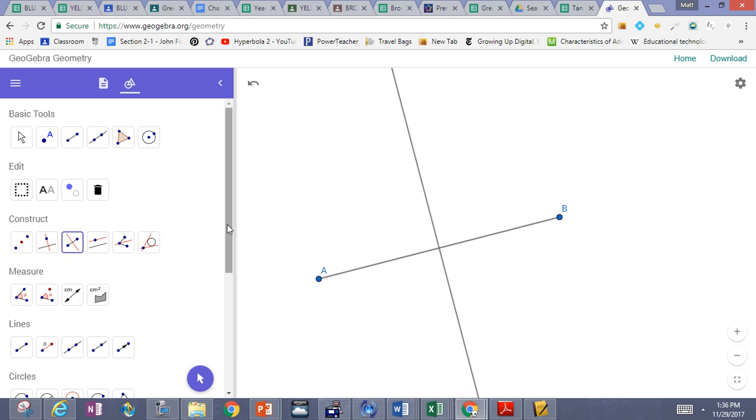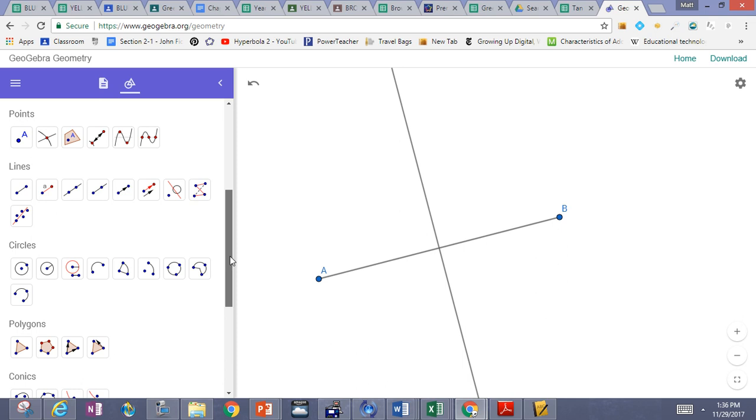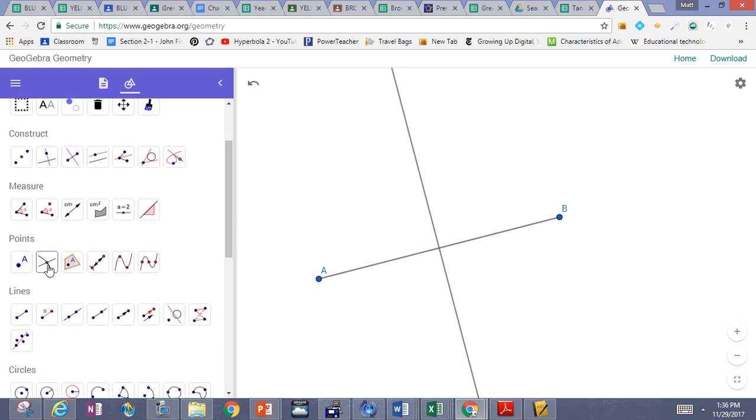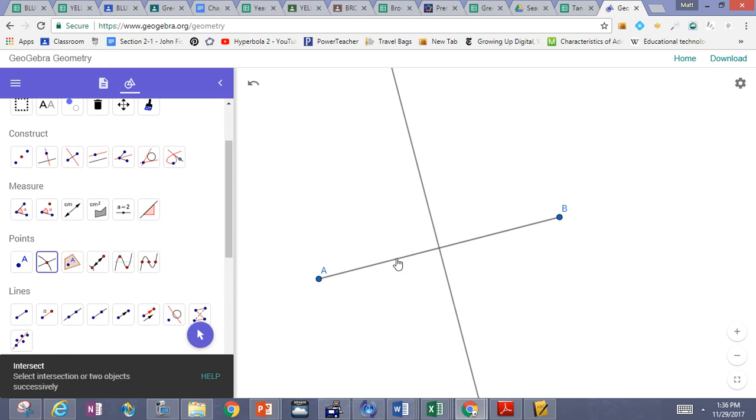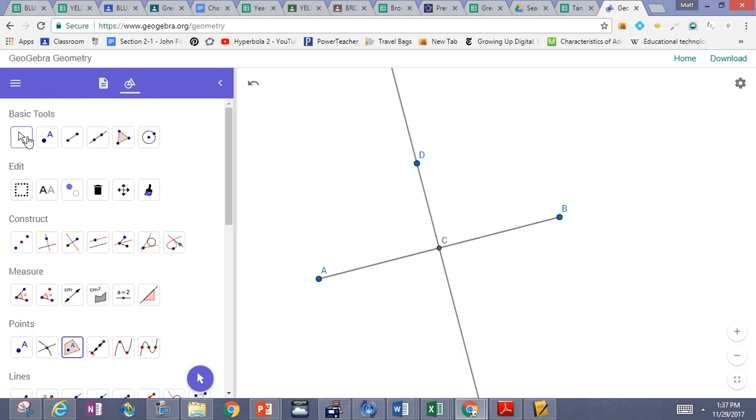We want to find that point of intersection. We need more tools. We need a point tool, we need an intersection tool. And we're going to find the intersection between the segment and the perpendicular bisector. That's point C. If I want to show it's perpendicular, then I've got to put a point on the perpendicular bisector. Another point tool, point on. And that point on, of course, is free to move around, up and down, slide along any which way we want.